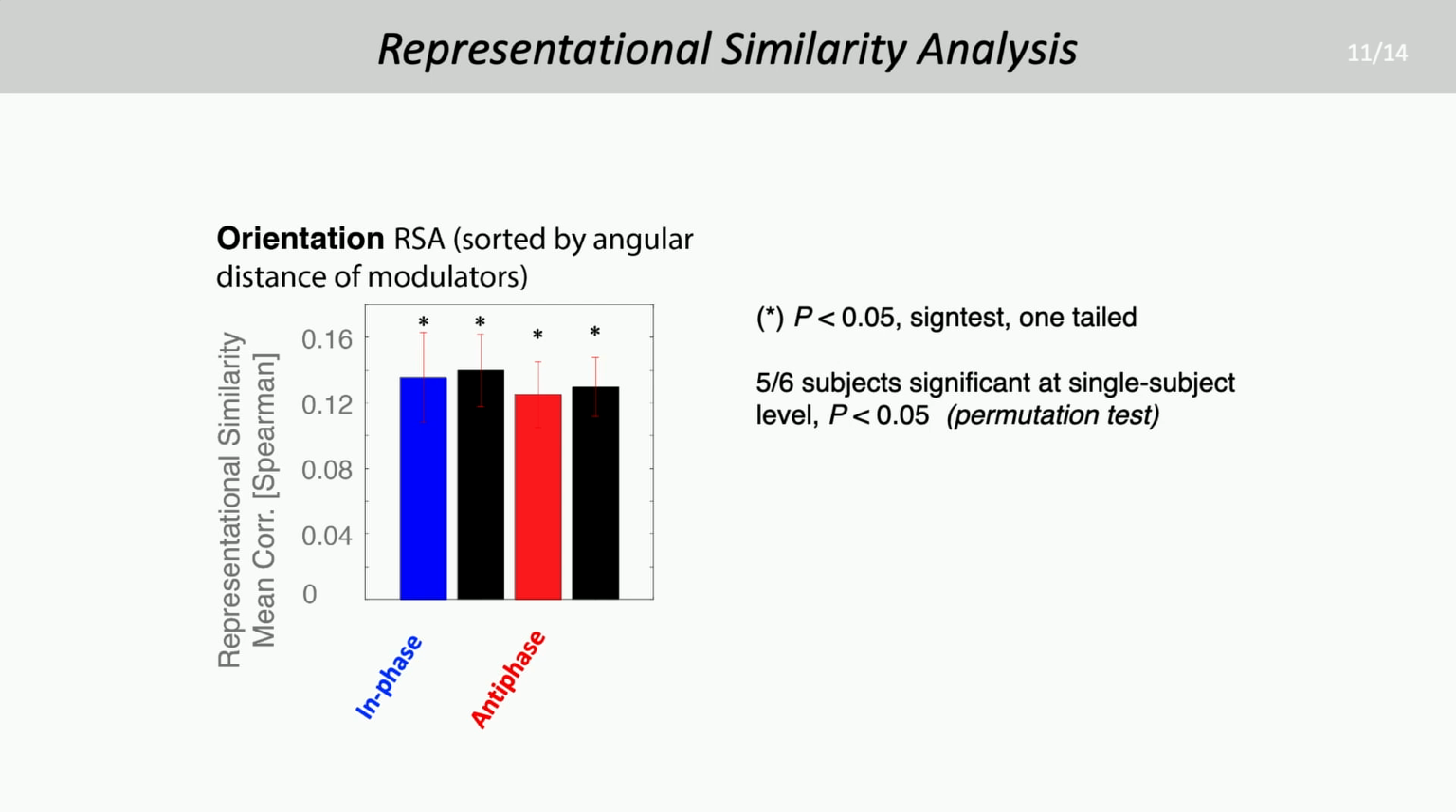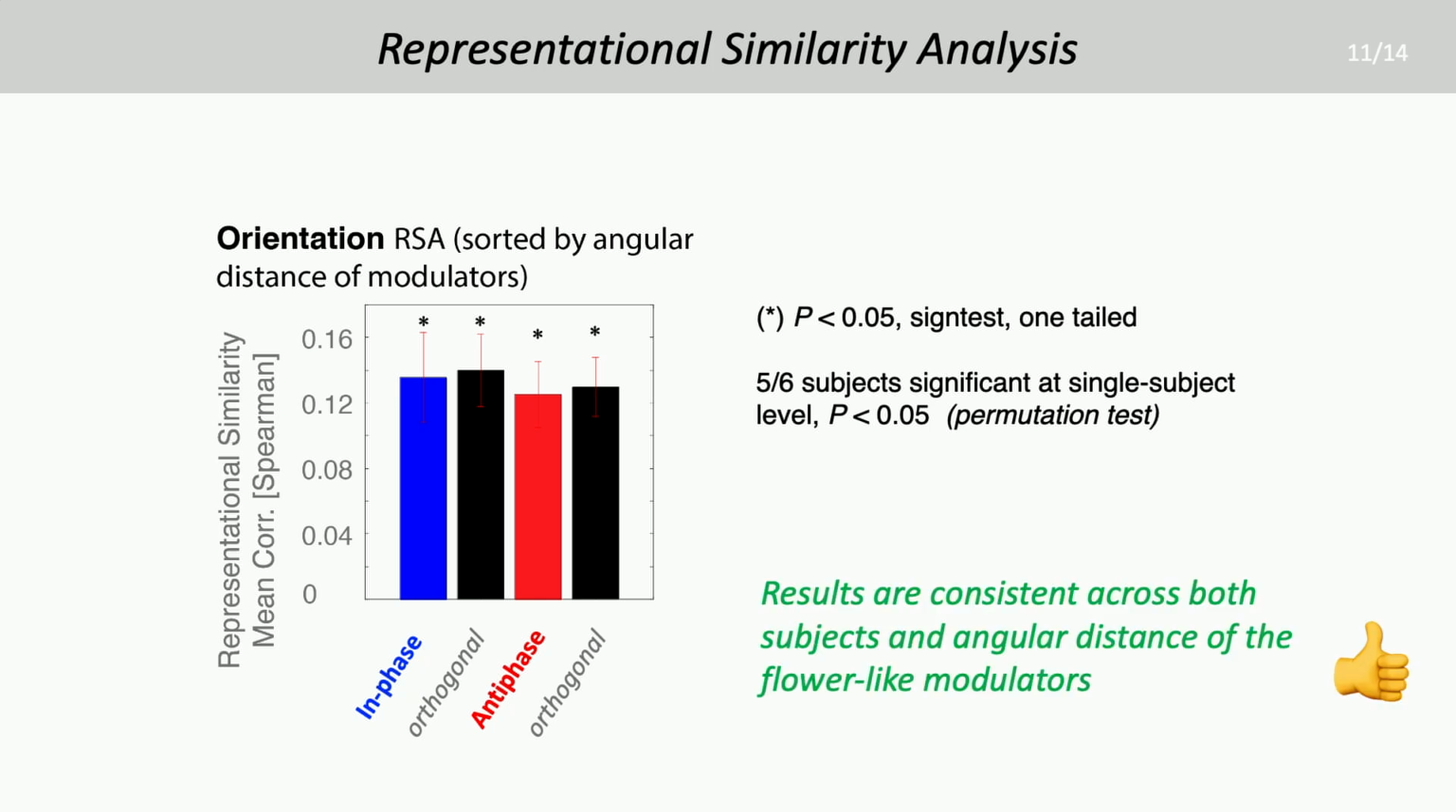On the y-axis of this bar plot, you see the mean and standard error of the observed correlations between the data and the model template reflecting angular disparity. Beyond the in-phase and antiphase conditions, shown respectively by the blue and red bars, for completeness, we now also show the two remaining radial frequency phase combinations allowed by our design. This is when the phase of the aperture is dephased by half a cycle, and shown with black bars. As can be observed, the results are consistent across subjects and phase offset of the flower-like modulators, as predicted by the biased sampling model.